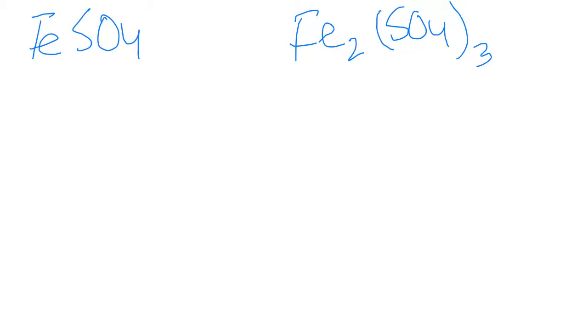Okay. Suppose you have iron sulfate, and you have Fe2SO4 thrice. There are two types. So how do you identify the charge? First of all, you should know what the charges are. Then on the basis of the charge, you can identify the name of the compound. So what is the charge on this iron and what is the charge on this iron?